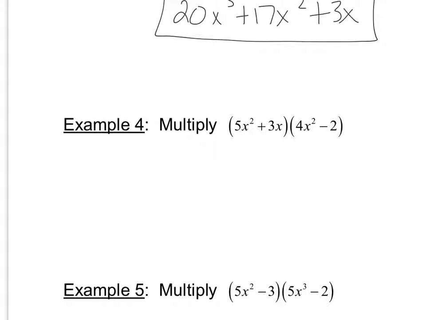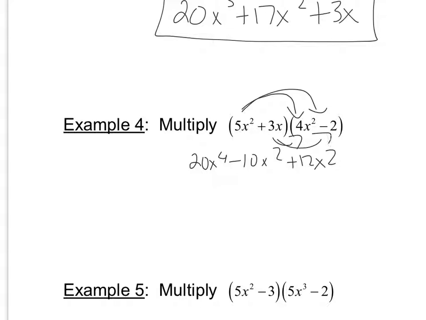Remember, distribute everything from the first to the second. So you get 20x to the fourth minus 10x squared plus 12x squared minus 6x. So you get 20x to the fourth, negative 10 plus 12, 2, x squared minus 6x.